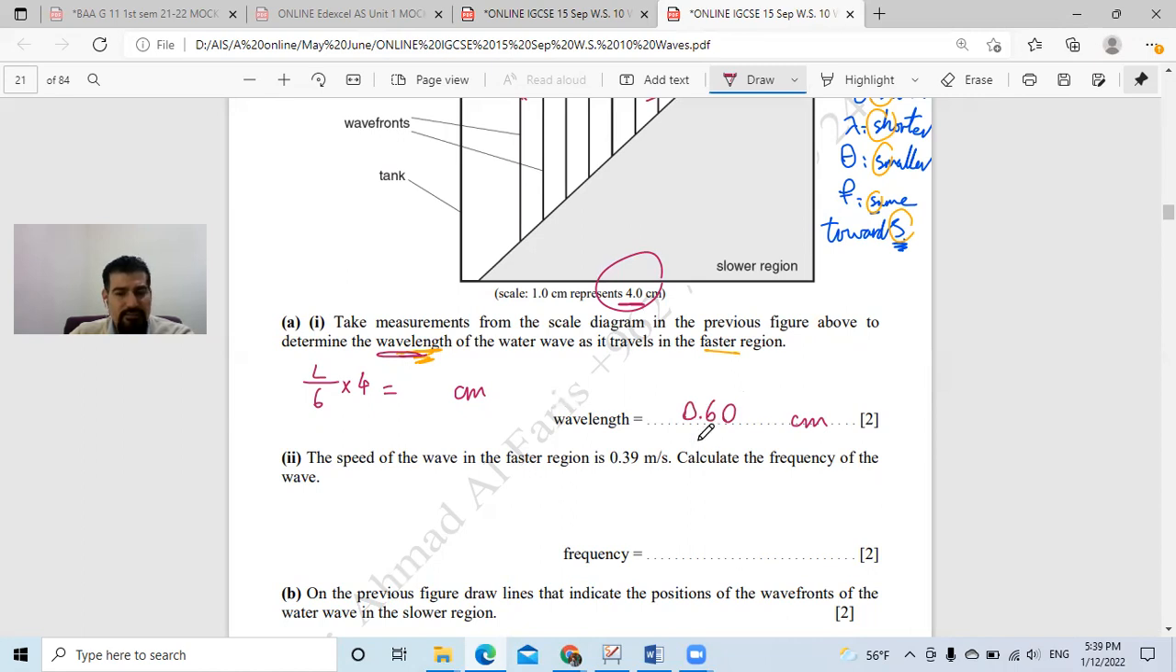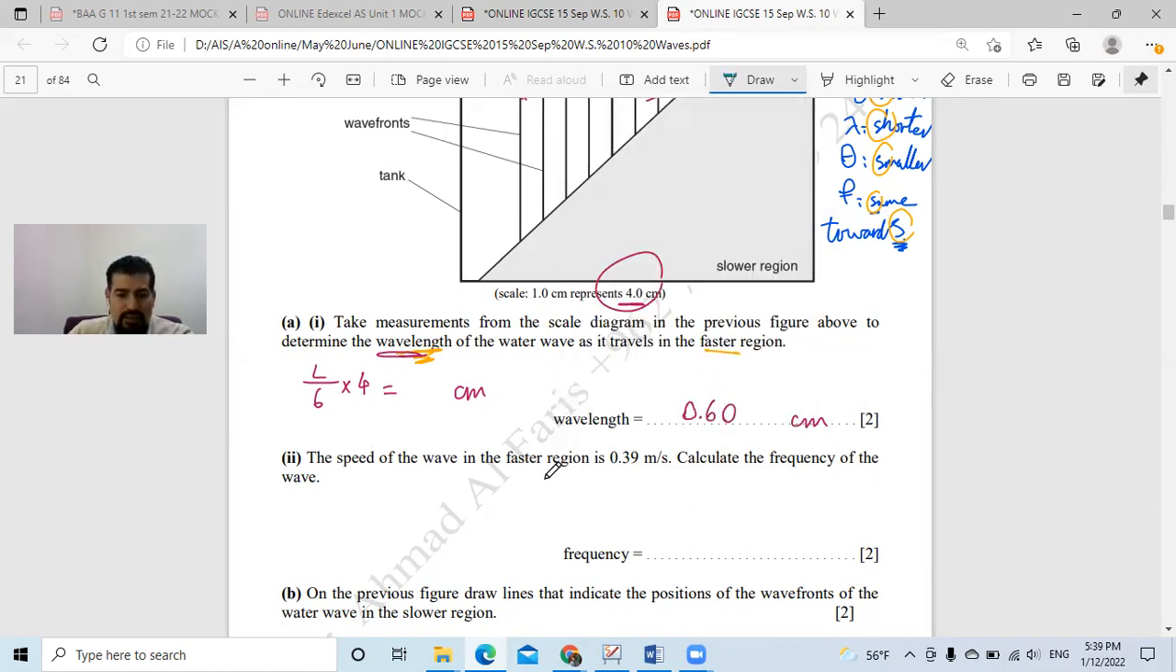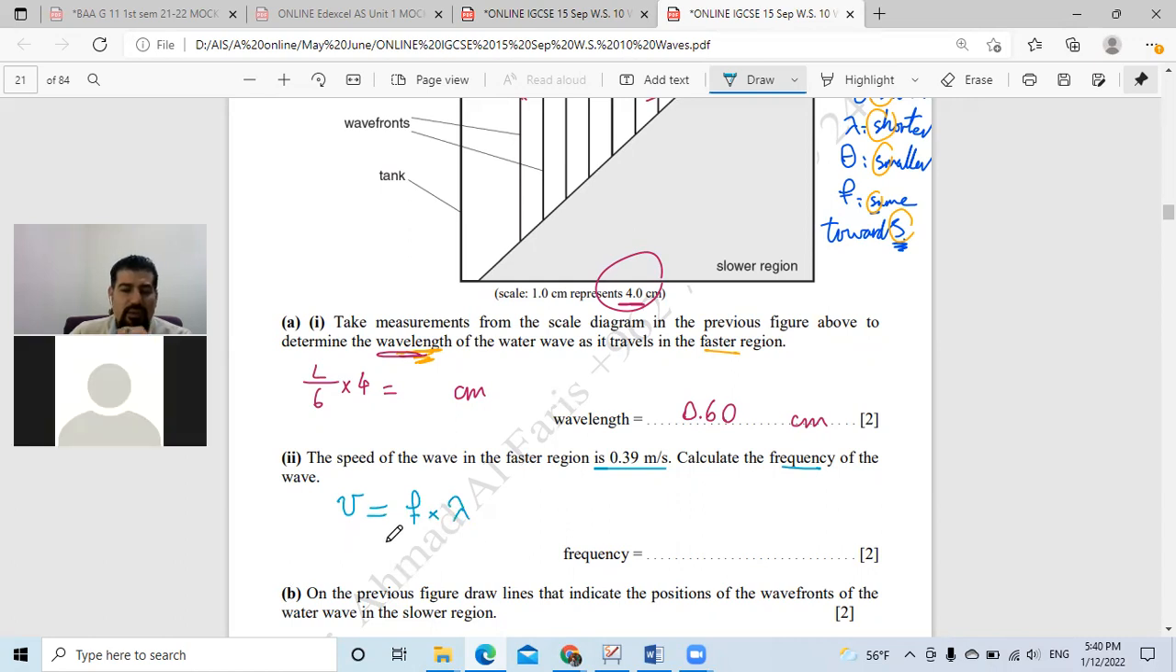Any question? 0.6 or 0.60 centimeter. Next part, what do they ask? The speed in the fast region is 39 meters per second. Calculate the frequency. What's the formula that links frequency with the speed? Is there a formula between speed and frequency? Send me the formula. Speed equals frequency multiplied by what? Wavelength.